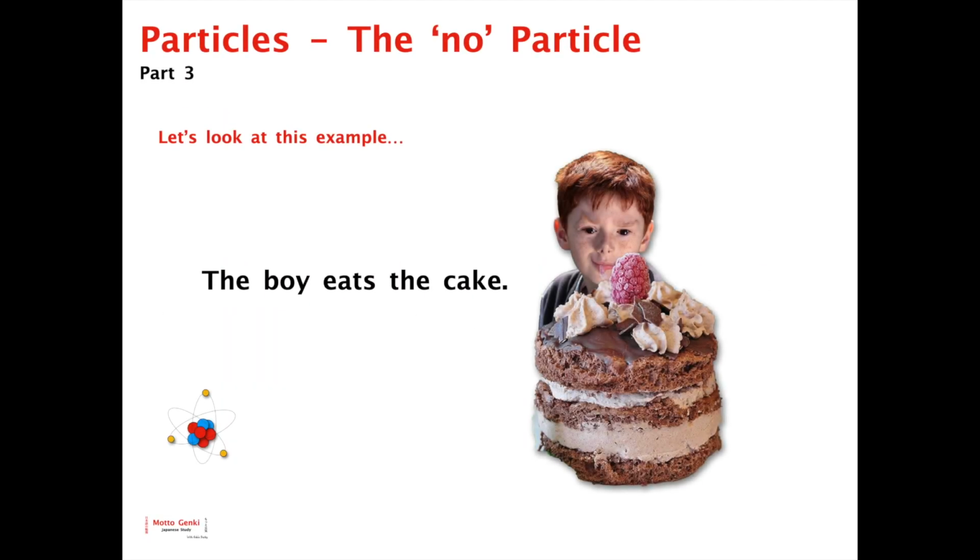Here we have an example. The example sentence is, the boy eats the cake. From this sentence, we can take that there is one, a boy, two, there is a cake, and three, that the cake ends up inside the boy because he eats it. However, if we change the order of the words even slightly, the meaning can be completely lost or even completely changed.